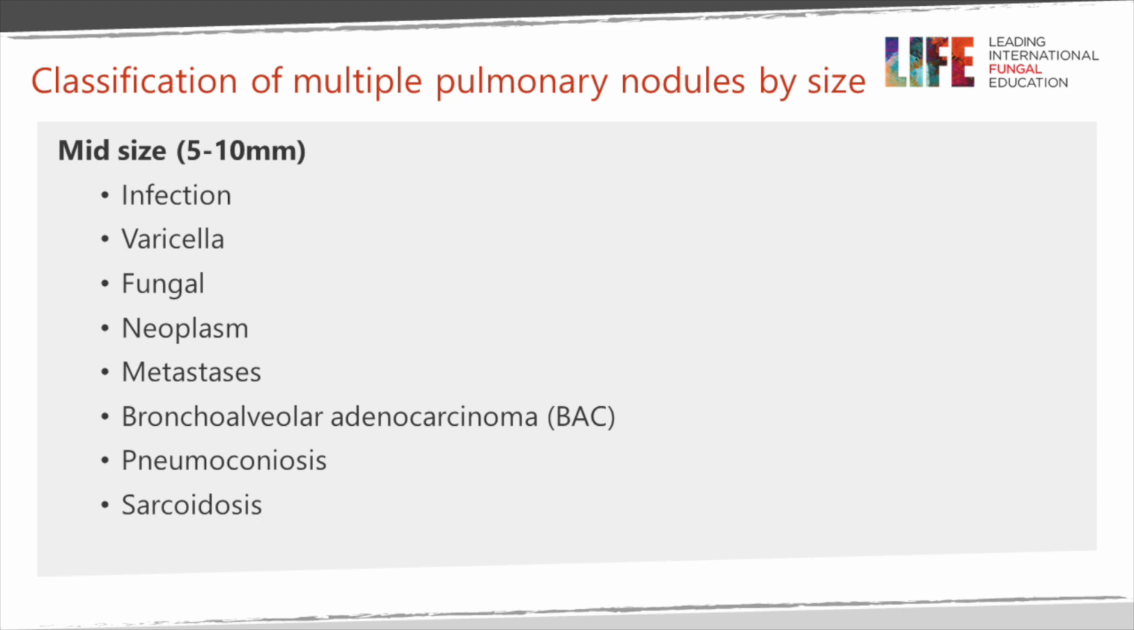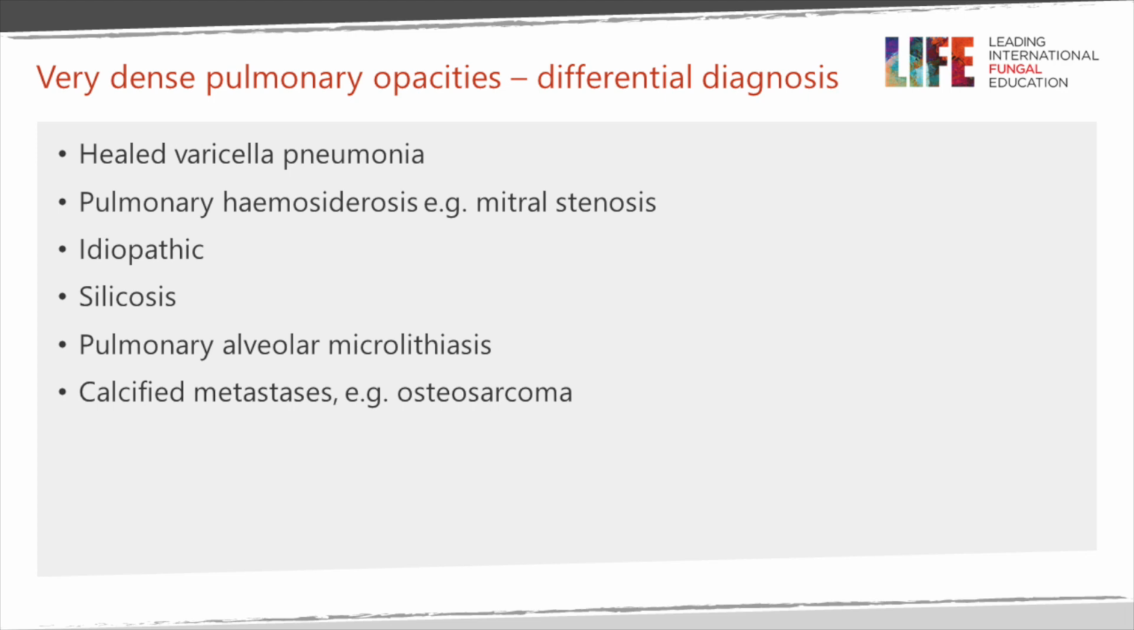The slightly larger nodules have got a very similar differential. Thinking of infection, this is perhaps more transbronchial spread with regard to tuberculosis. Varicella, which is a hematogenous spread through the lung of chickenpox. Fungal diseases, tumours and metastases. Pneumoconiosis and sarcoidosis can also produce these larger nodules. I've already mentioned that it's not typical to get calcification with tuberculosis. So if you see very dense lesions, then you should be thinking of a slightly different differential.